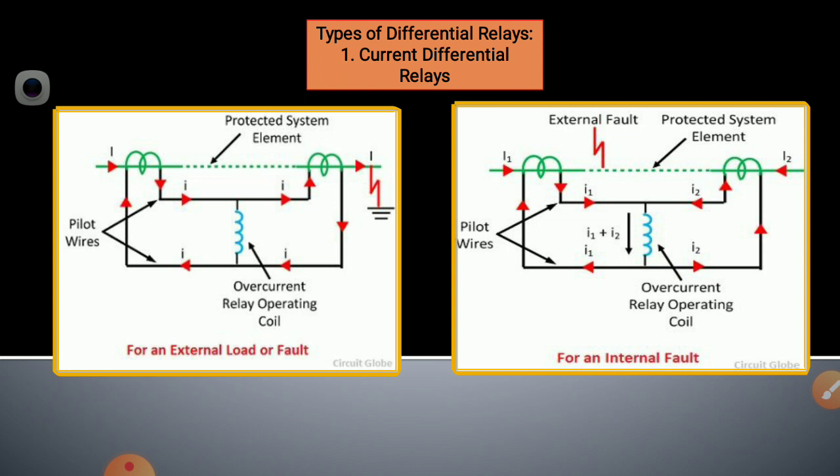So normally when there is no fault, the currents in the two CT secondaries are equal and the relay operating coil therefore does not carry any current.